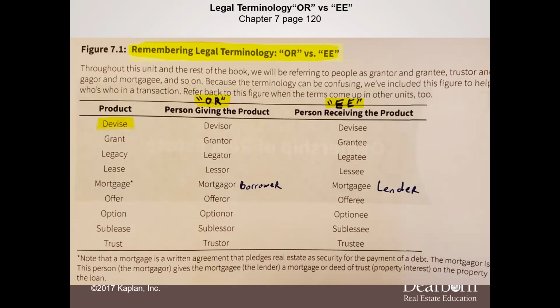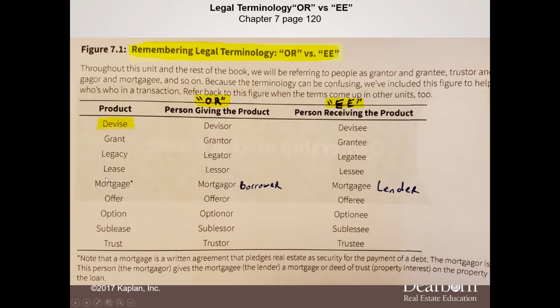Grant is when you sell or give away the property, you're granting your ownership to someone. So the grantor is the one who's giving it, the grantee is the one who's receiving that property. Legacy is your personal property that you've amassed during your lifetime, and the legator is the one who's giving that property, and the legatee is the one that's receiving it.